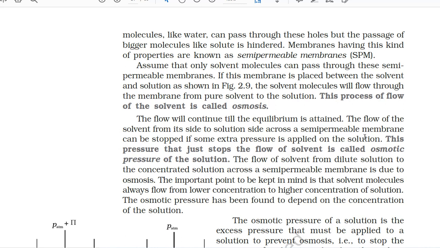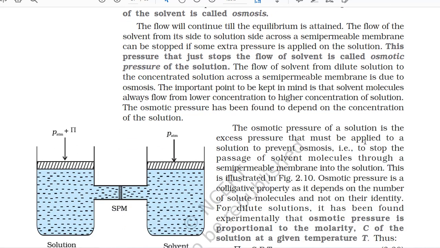Assume that only solvent molecules can pass through these semi-permeable membranes. If this membrane is placed between the solvent and solution as shown in figure 2.9, the solvent molecules will flow through the membrane from pure solvent to the solution. This process of flow of the solvent is called osmosis. The flow will continue till the equilibrium is attained. The flow of the solvent from its side to solution side across a semi-permeable membrane can be stopped if some extra pressure is applied on the solution. This pressure that just stops the flow of solvent is called osmotic pressure of the solution.